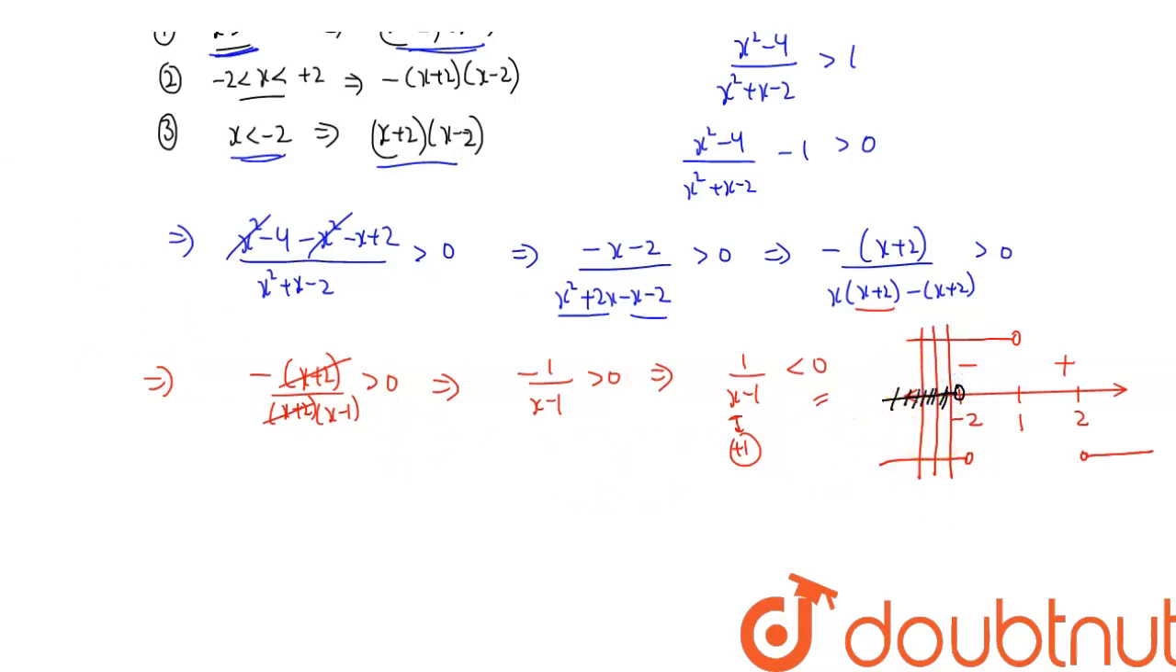So from this we have got our result. From this first we have got x belonging to minus infinity to minus 2. So this is what we have got here. So this is the first result. So let us say that this is the first result.